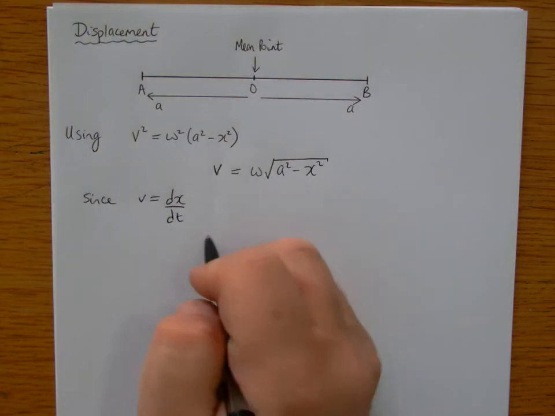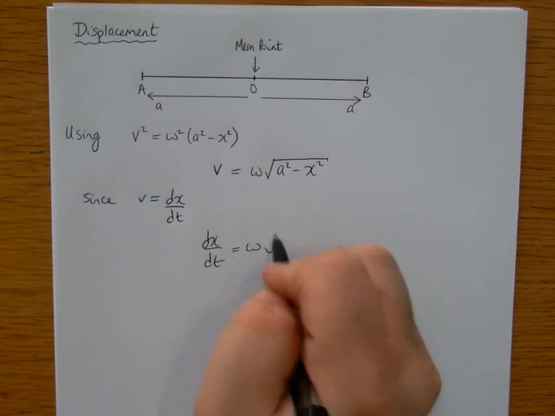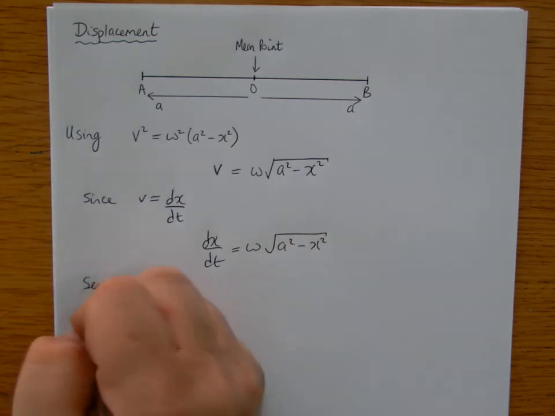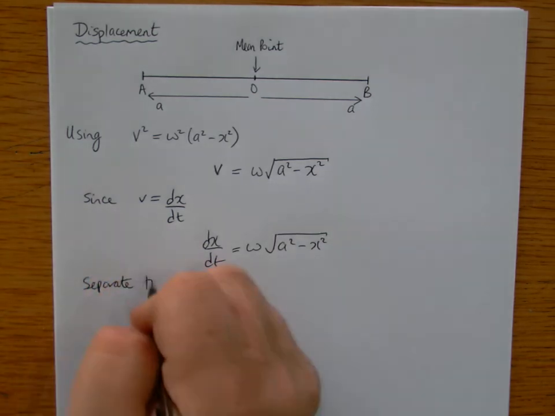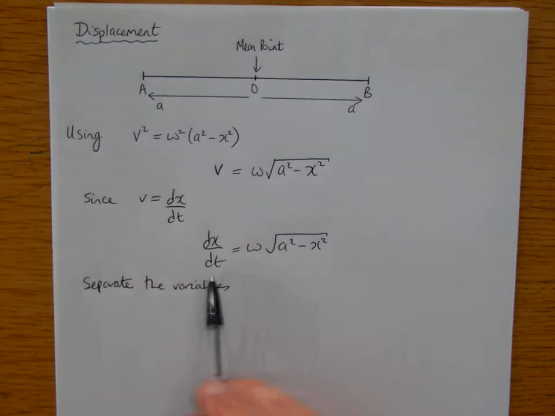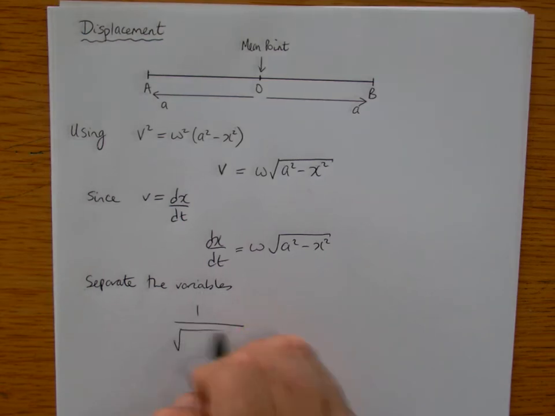So substitute it in: dx/dt is equal to omega square root of a squared minus x squared. Then I'm going to separate the variables. Remember, get the x's on one side and the t's on the other. So I need to take all this root over, don't I? I can leave the constant omega there, but take this over, and of course you divide. So it'll be 1 over the square root of a squared minus x squared.